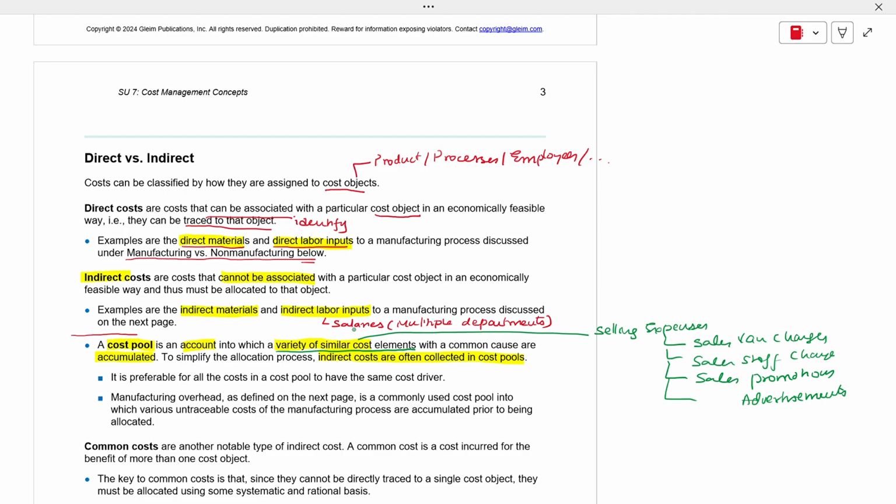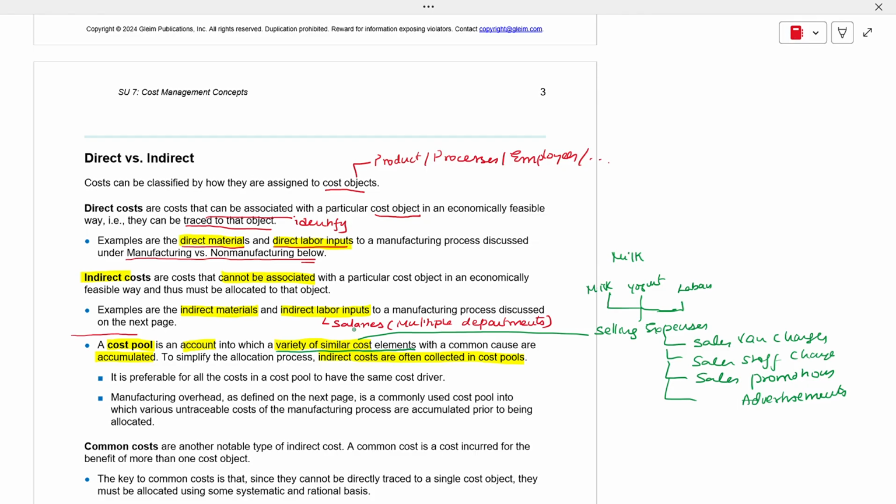When you are talking about selling expenses, you are selling multiple products. If you take the milk industry, they will sell milk, they will sell yogurt, they will sell laban also. They are selling different products, but they are all similar, a variety of costs for the same purpose. That is the cost pool.